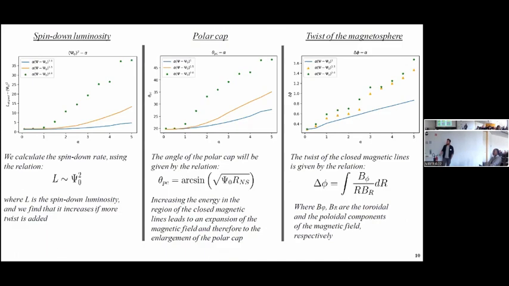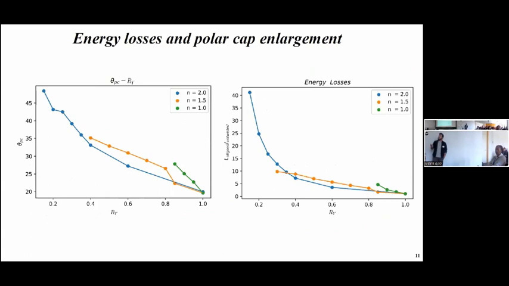and approach the split monopole solution. Now, if we make some plots about the spin down luminosity and the polar cap according to the twist we apply to the magnetospheres, we will see that both of them increase. The polar cap becomes bigger, and the spin down luminosity increases if more twist is added. We can see the same in these two diagrams. Here we can see the polar cap as a function of the displacement of the current sheet, and here the energy losses as a function of the displacement of the current sheet.